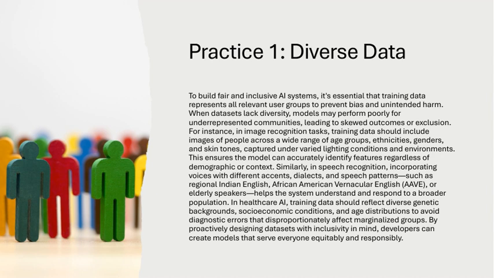results or even exclusion. For example, in image recognition tasks, it's crucial to include images of people from a wide range of age groups, ethnicities, genders, and skin tones. We also want these images captured under different lighting conditions and environments. This way, the model learns to identify features accurately regardless of demographic differences or context.